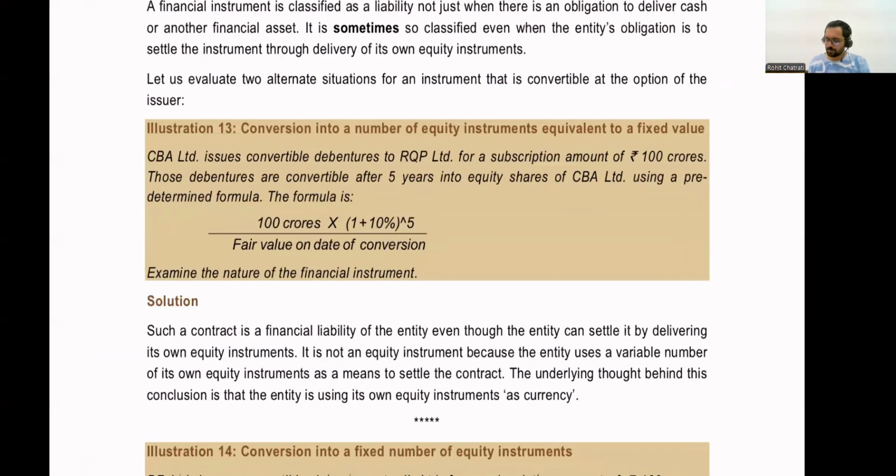Let's now do illustration number 13. CBA Limited issues convertible debentures to RQP Limited for a subscription amount of rupees 100 crores. The debentures are convertible after 5 years into equity shares of CBA Limited using a predetermined formula. The formula is 100 crores multiplied by (1 plus 10%) whole power 5, the whole divided by fair value on the date of conversion.